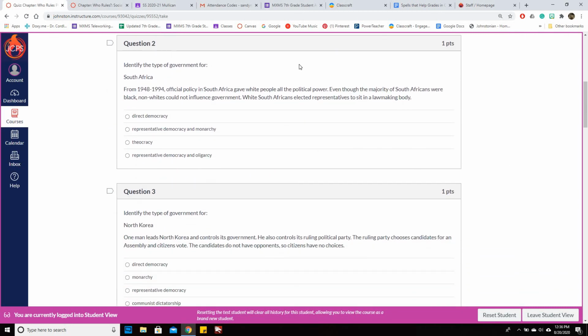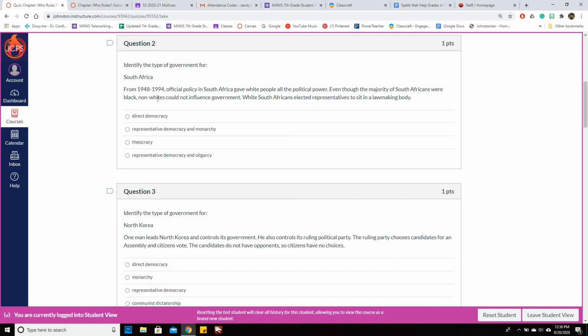Then we've got now question two. Identify the type of government for South Africa. From 1948 through 1994, official policy in South Africa gave white people all the power. Even though the majority of South Africans were black, non-whites could not influence government. While South Africans elected representatives to sit in a lawmaking body. Okay. The options are direct democracy, representative democracy and monarchy, theocracy, and representative democracy and oligarchy.